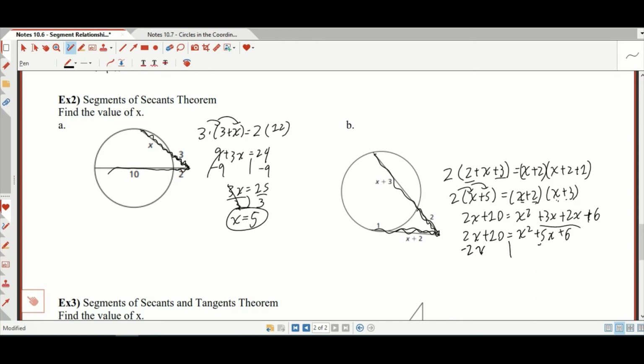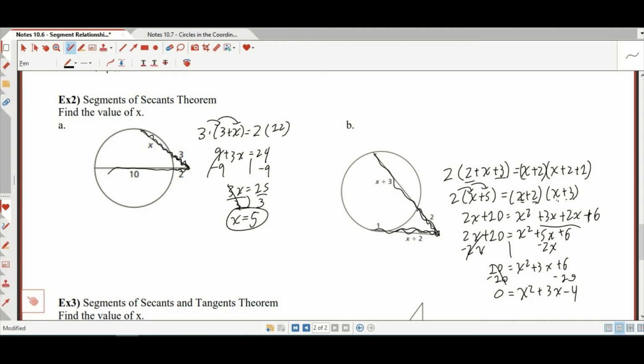Subtract 2x from both sides. 10 equals x squared plus 3x plus 6. Subtract 10. Now, why am I doing this? Because it's quadratic and I want to get it set equal to 0. 0 equals x squared plus 3x minus 4.